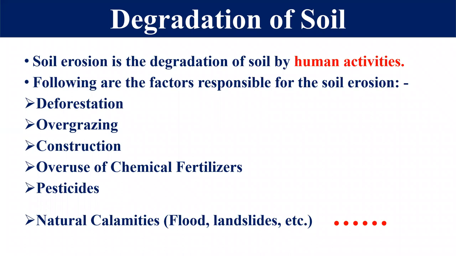I have already told you that it is caused by natural forces also and by some human activities. So the following are the factors which are responsible for soil erosion, and these are totally human activities. Soil erosion means the quality of the soil is degraded, but it is done by some human activities also. What are the human activities which are responsible for this soil erosion? First one is deforestation. It means cutting of the trees.